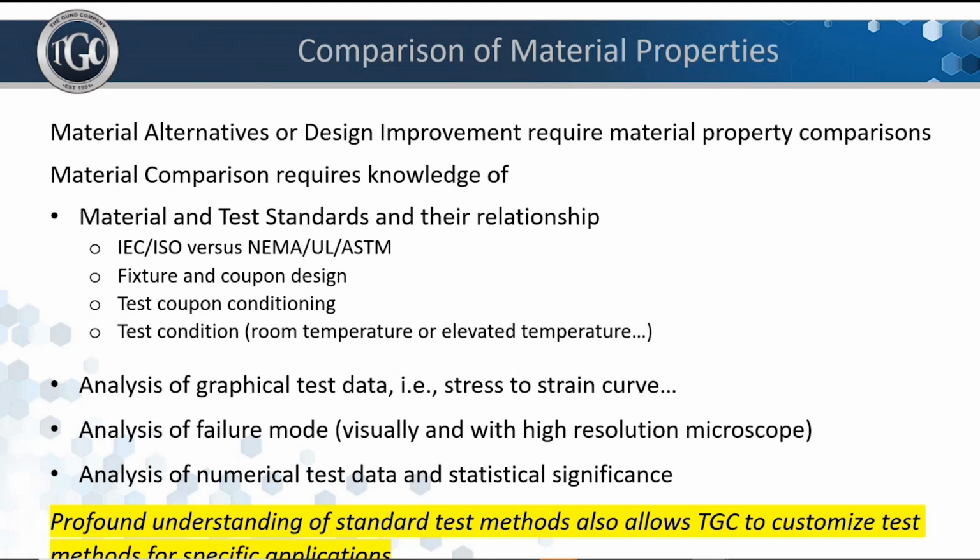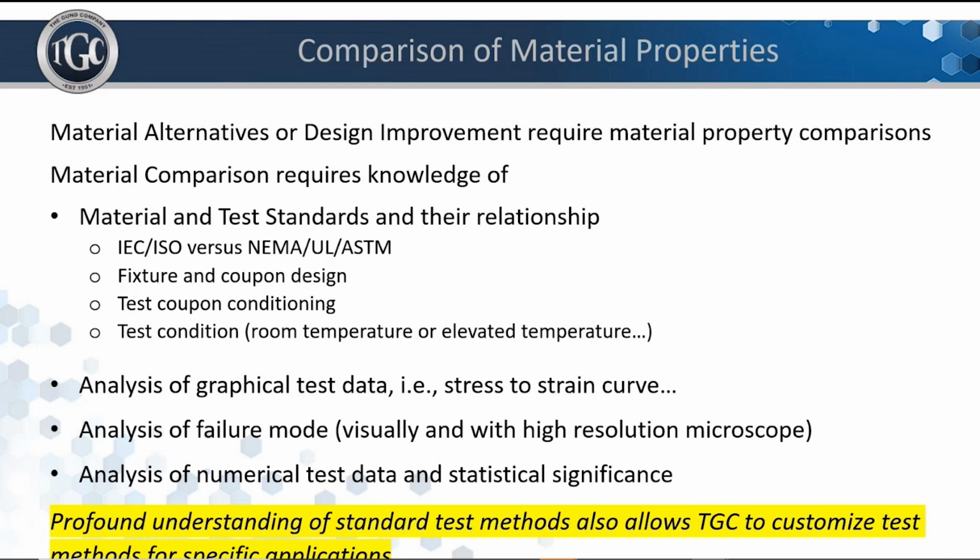And in order for us to compare material properties, we obviously need to know the material standard and the test standard and the relationship. And besides looking at a single number, we also like to look at what we call the graphical test data, the stress-strain curve. I will elaborate on this later on, but this is essentially the behavior of the material under stress, and that's very important for mechanical properties. We also like to look at how the material fails. It tells us a lot about whether the design will be successful, or have good reliability in the long term.